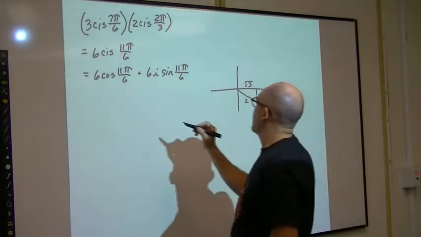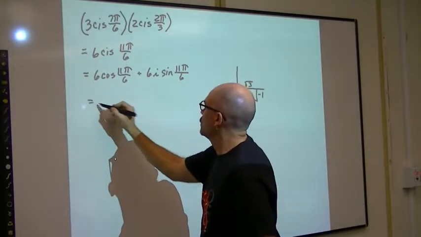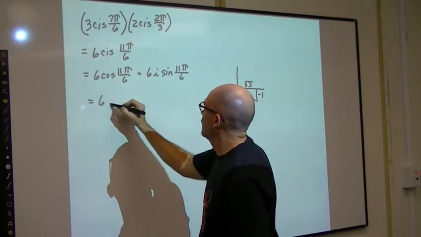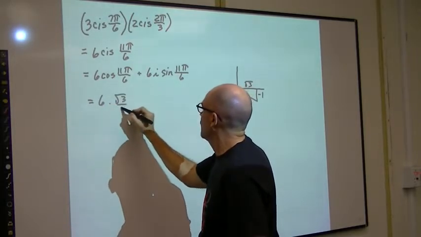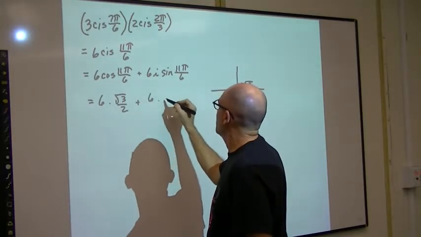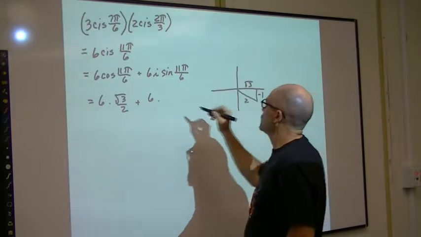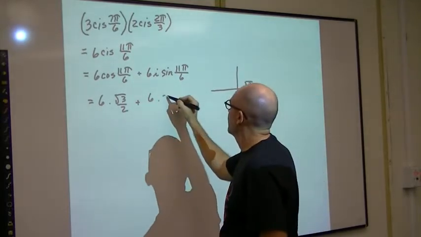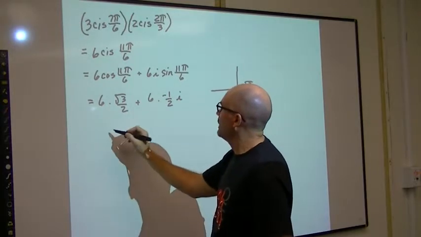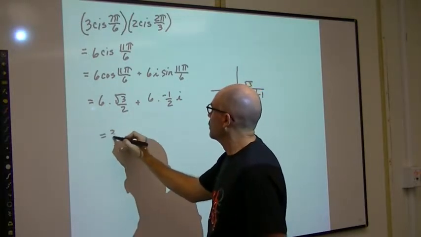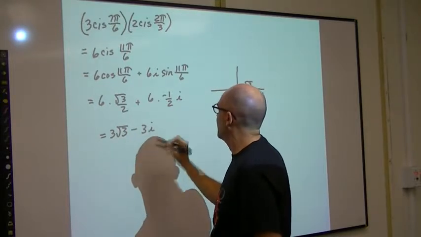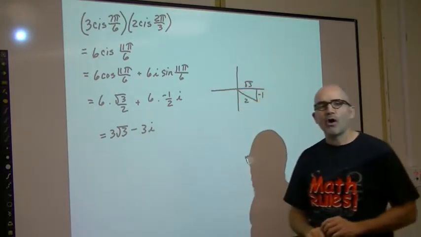So the cosine is going to be square root of 3 over 2. So it becomes 6 times square root of 3 over 2 plus 6 times the sine, which is negative 1/2 I. And so this becomes 3 square root of 3 minus 3I. That's it, game over.